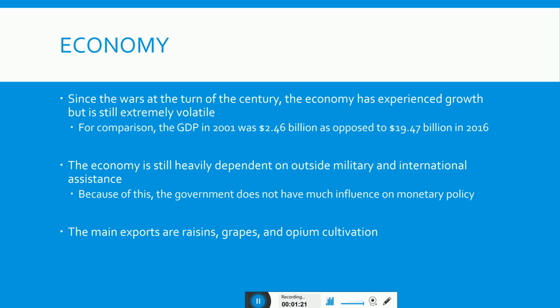Their economy is still heavily dependent on outside military and international assistance. And because they're so dependent on these things, the Afghan government really doesn't have much of an influence on their monetary policy. And that's also why their government has little influence on the government itself, and it's still so volatile. The main exports of the country include raisins, grapes, and opium cultivation.